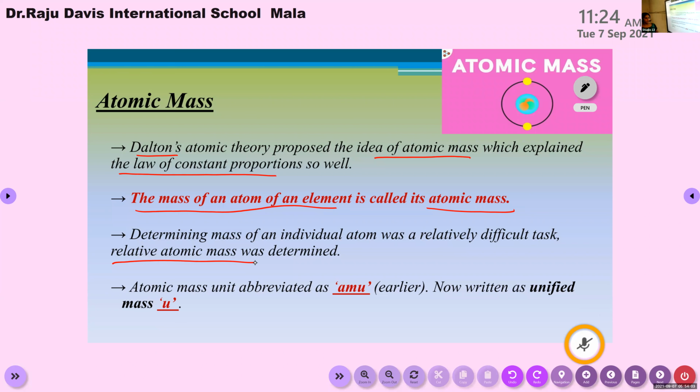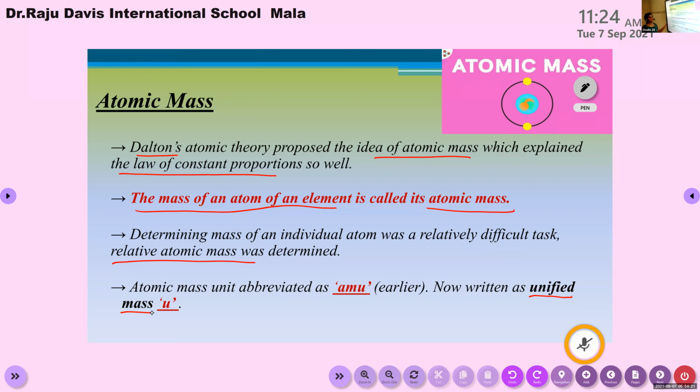Atomic mass unit. But nowadays we are using another term for this atomic mass unit, that is unified mass, and it can be represented as small letter u. Unified mass, it's small letter u.